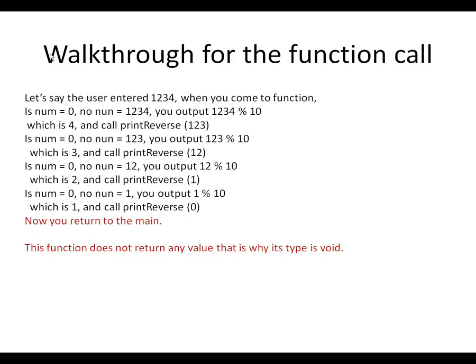Is the number 0? No, it's 123. And now you're outputting 123 mod 10, which would be 3. And you call printReverse with 123 divided by 10, which is 12. Is num equal to 0? No, the num is 12. And you output 12 mod 10, which is 2, and call the printReverse function with 1.